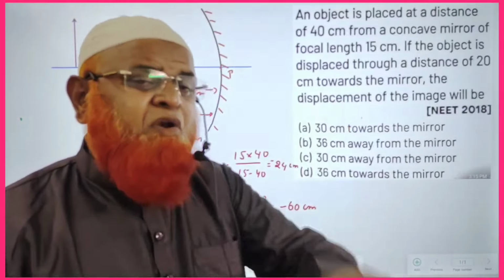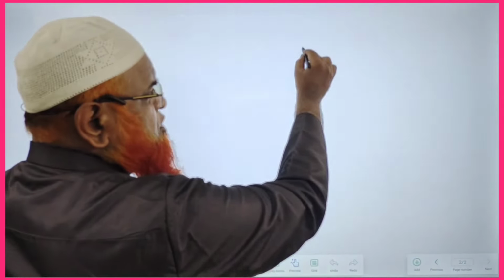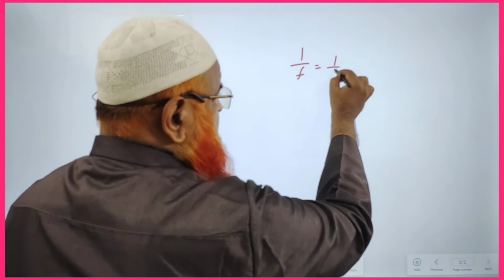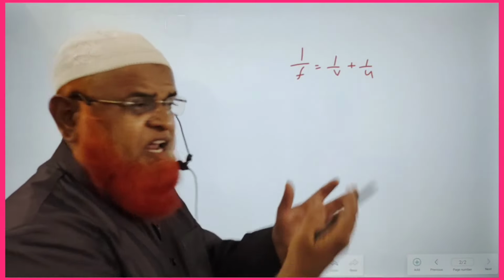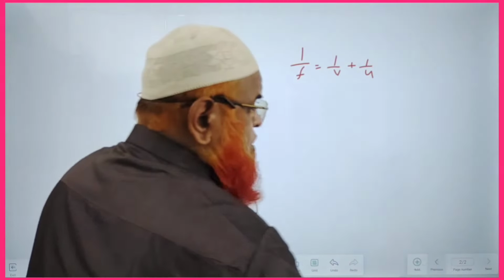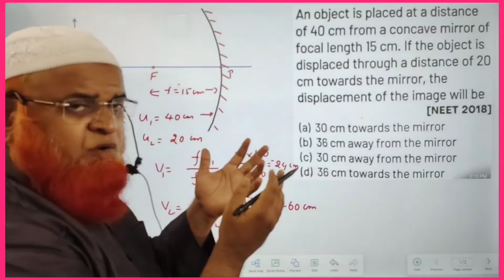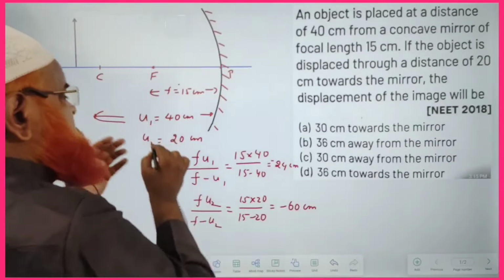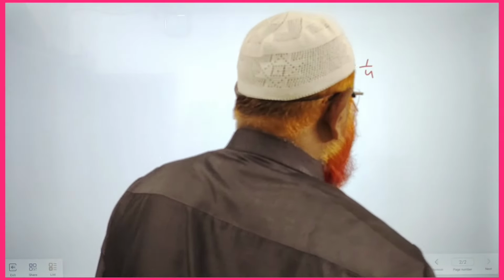For that, there is a simple concept which we have to remember here. Let us see what that concept is. You all know there is a mirror formula, 1 by v plus 1 by u equals 1 by f. For a concave mirror, the focal length is on the left side, that's why it is taken as negative. And the object is also placed on the left side, that's why it is also taken as negative. So let us see what is going to happen.